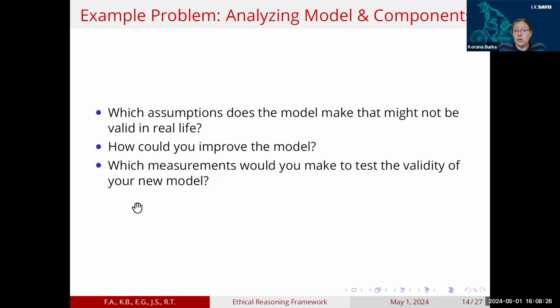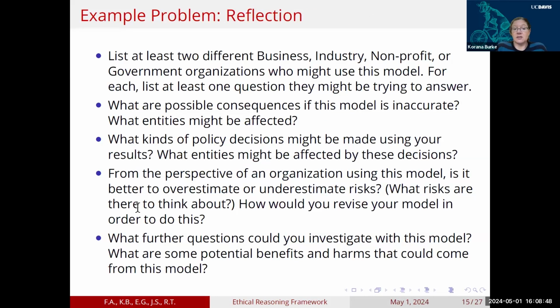They can also think about which measurements they would take to test the validity, because a good model is a model that can be tested. And so they can think about how they can change these equations, and then they can think about what if. If you go to the next slide, I'm going to bring up exactly the same slide that Jeremy had in the reflection.